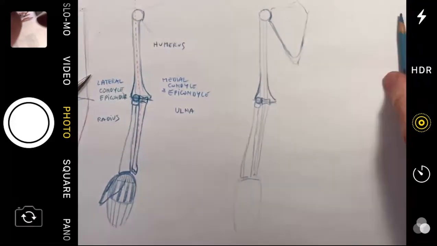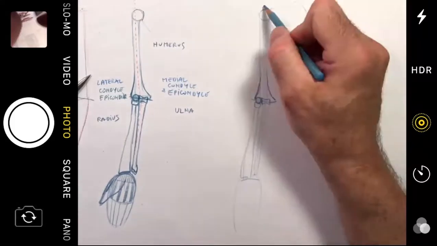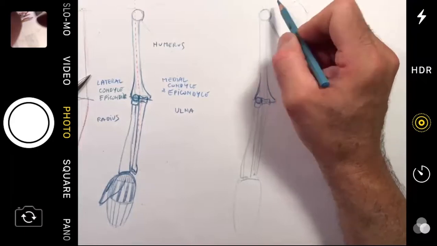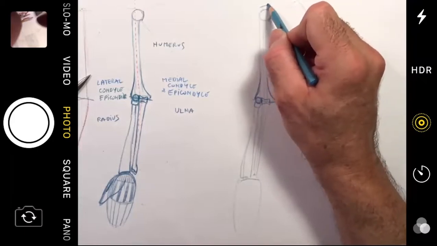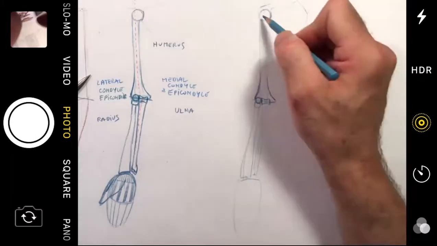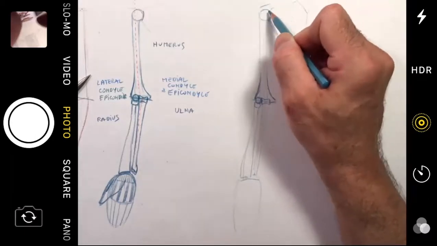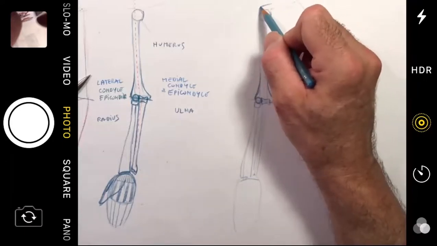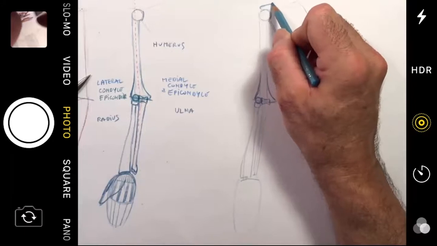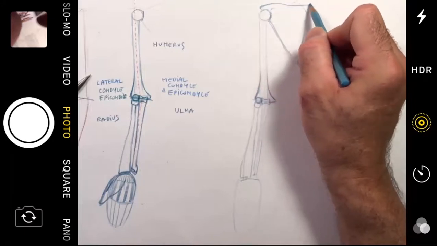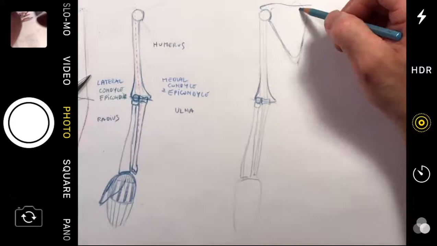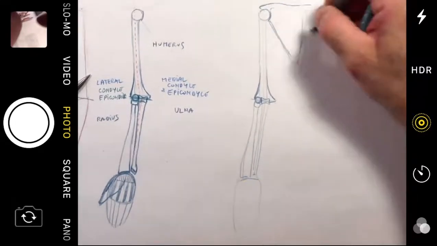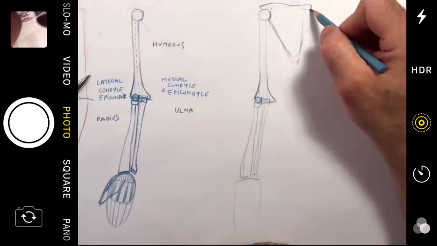And then starting from above the top of the head of the humerus, I have the acromion, that's part of the scapula. We're gonna see when we draw the scapula from behind. But it's the end of the collarbone, right? The collarbone connects with the scapula here. And then that's the clavicle, the collarbone right here. That ends up at the top of the sternum here, right?